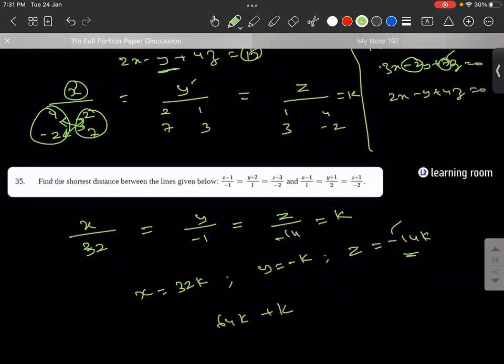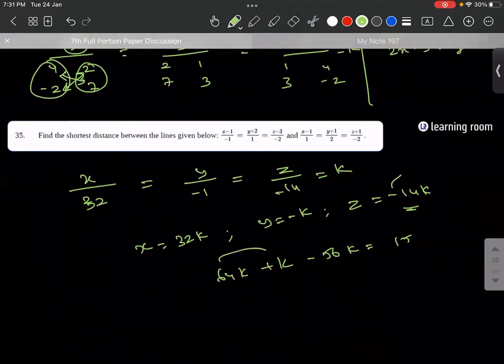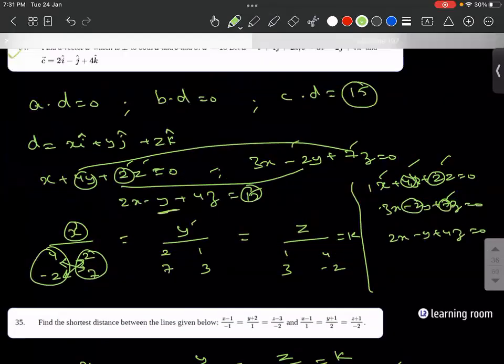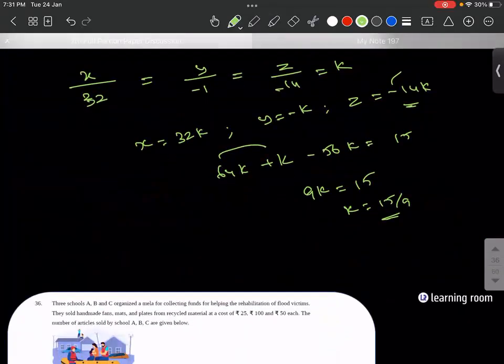64k plus k minus 56k is 15. So 65 minus 56 is 9. So 9k is 15. So k will be 15 by 9. Right? So take this 15 by 9 and substitute it back in the values of x, y, and z. You will get x is equal to 32 into 15 by 9.